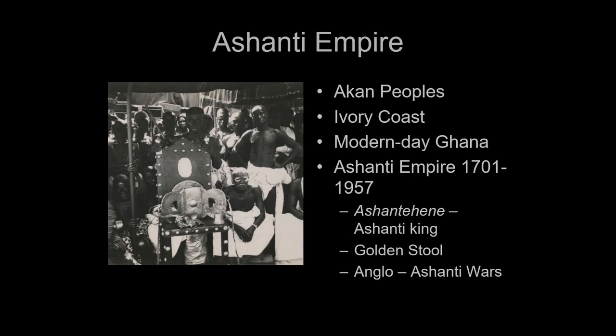The current Ashanti Empire was founded in 1701, and the Ashanti king, the Ashantahene, is again one of these divine chieftains. He is someone who is believed to have been granted authority from the gods or descended from the gods. Specifically, his ancestor received the Golden Stool, and the Golden Stool, which you can see here, was the source of the very famous Anglo-Ashanti Wars. So what is the Golden Stool? Well, let's talk about it.